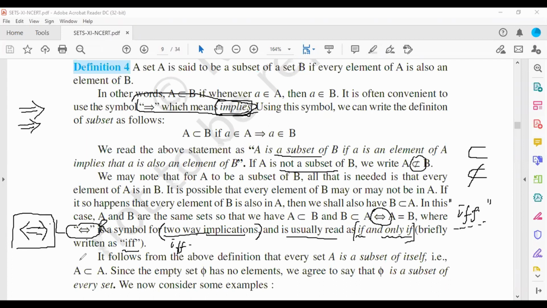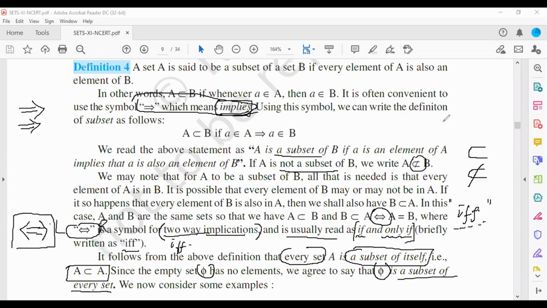Another important property: every set is a subset of itself. For example, A is a subset of A itself. And the empty set has no element, so the empty set is also a subset of every set. So we have studied two new points this morning.